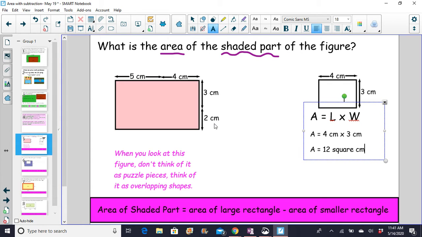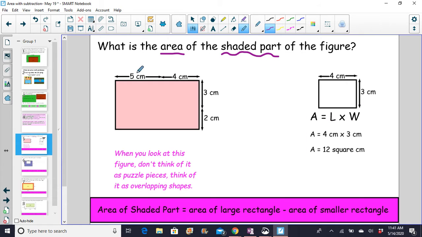And then for my pink one, now before I find the area, I actually have to do some combining of sides because notice, let me switch over to my pen tool.